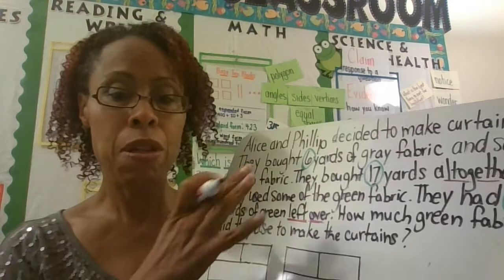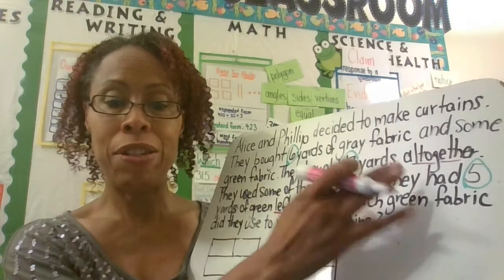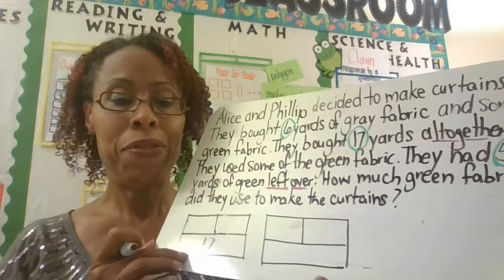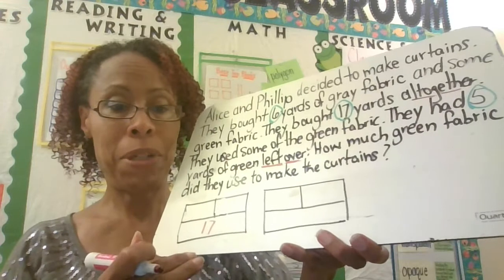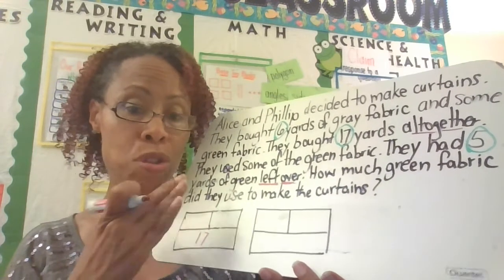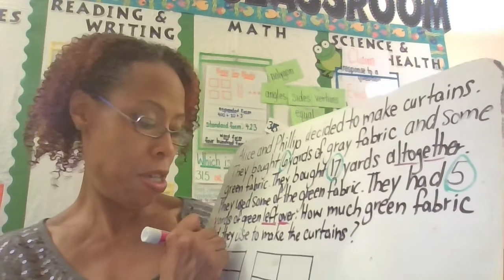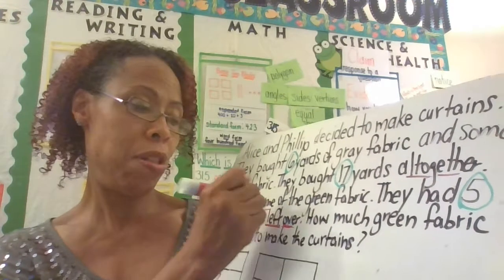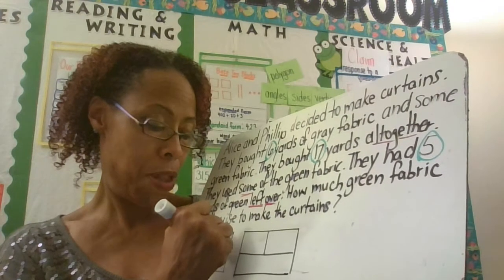Now, they bought 17 yards altogether, so that tells you that is the total number. So that's going to go at the base of the tape diagram, but this whole could be at the top, and these parts could be at the bottom. It's your decision how you set it up. But the whole, the total is, in this case, 17. And then 6 yards of gray. It says they used some of the green fabric. How much of the green fabric? Some. We don't know how much some is. So we indicate that with a question mark.